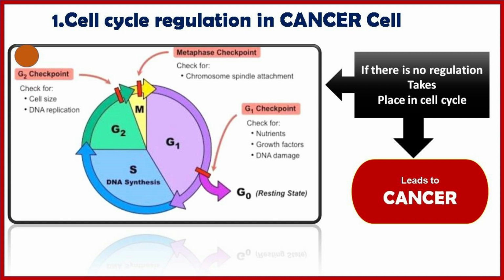This is the first pathogenesis behind cancer, and how the cell cycle produces the cancer cell.